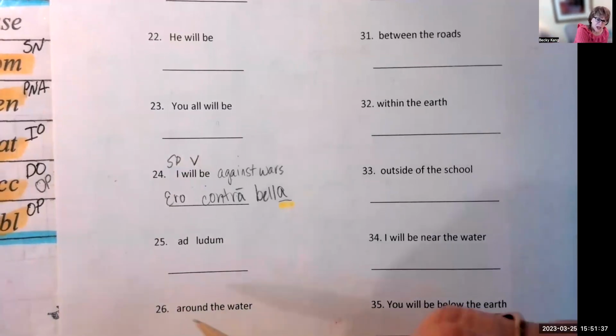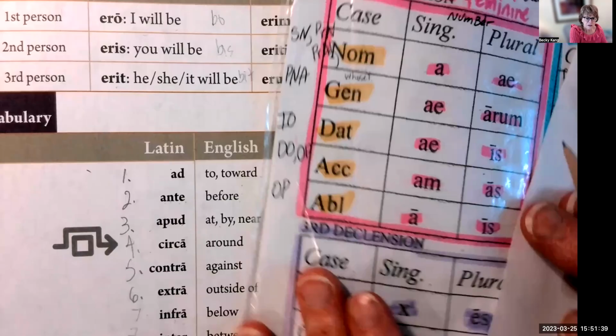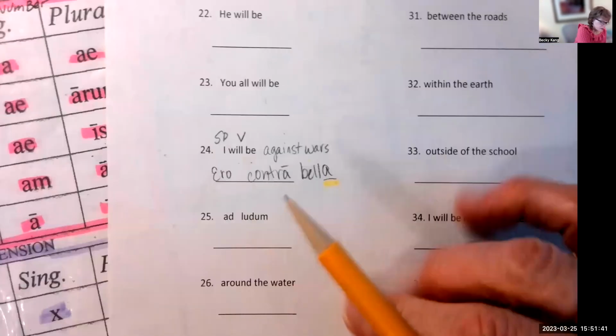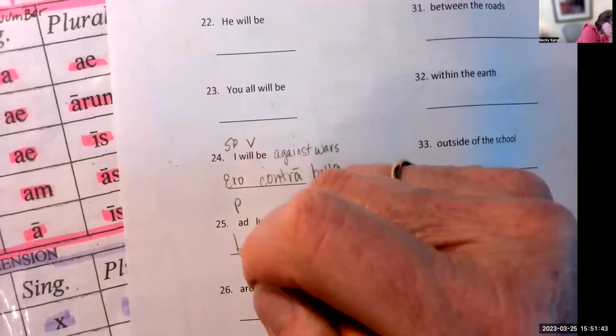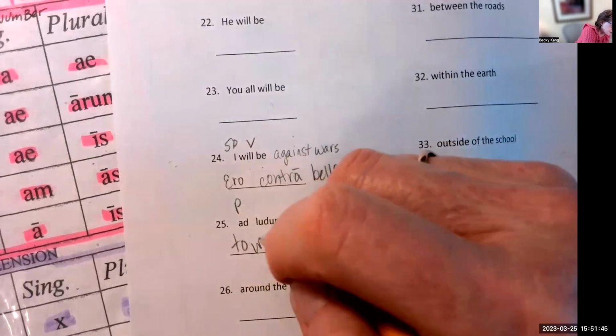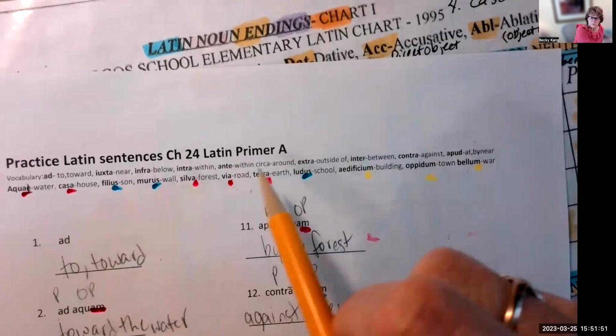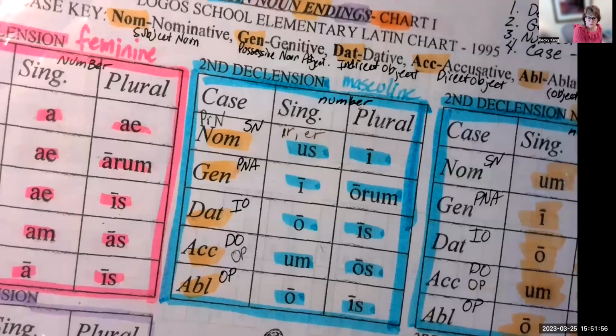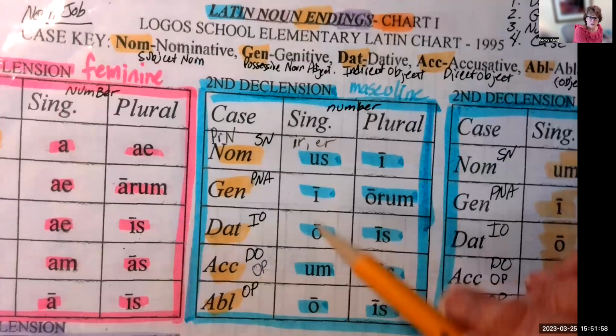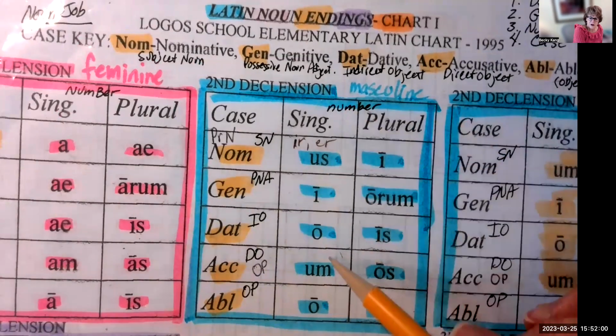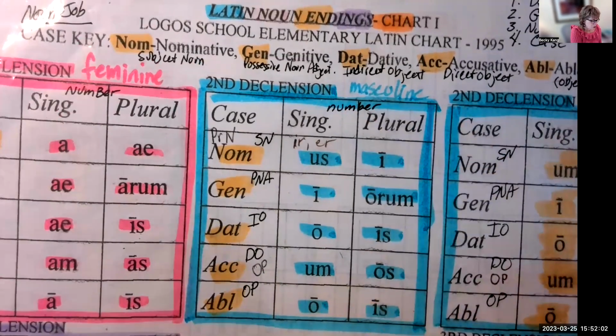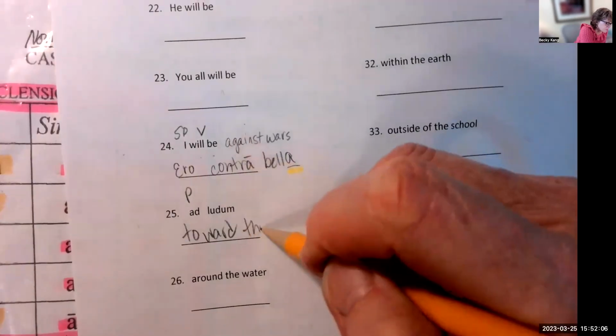All right. Add. What is add? To or toward. Okay. So here's your preposition. So we're going to say toward. I like toward. And what is ludum? Do you remember what ludum is? Let's look. School. Ludum is school. Ludum is second declension. It's masculine. It's in the singular column. There's the ending. Toward the school. There you go.